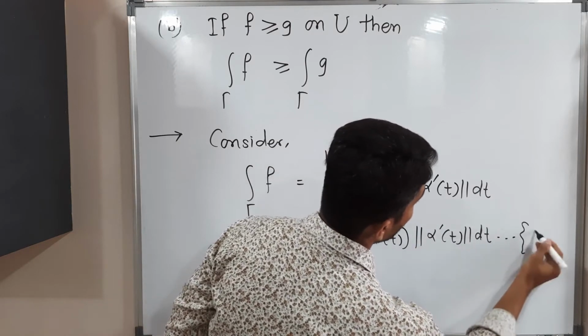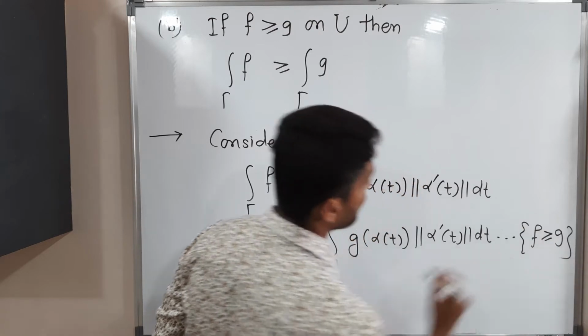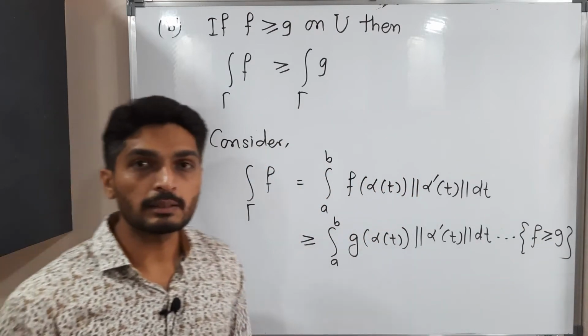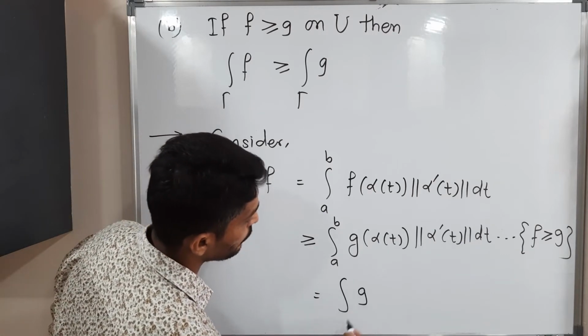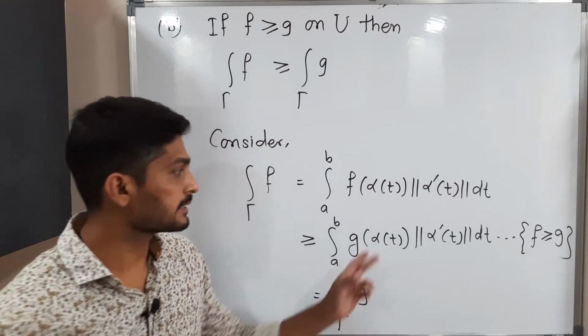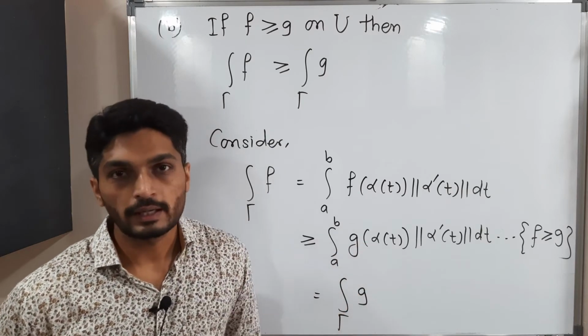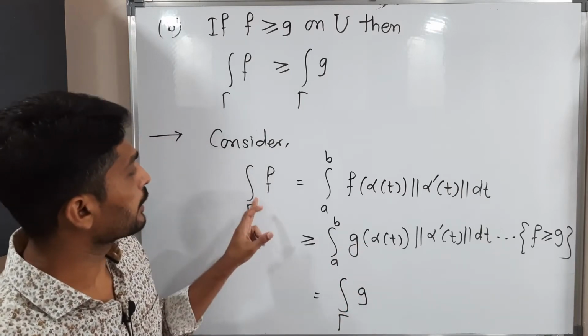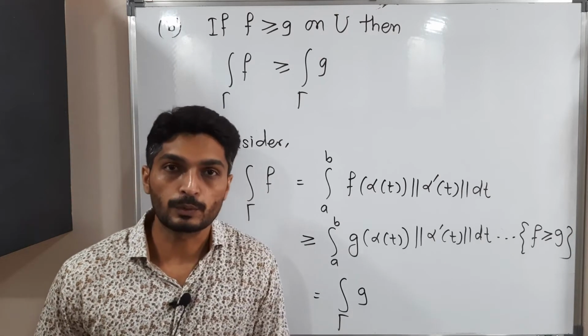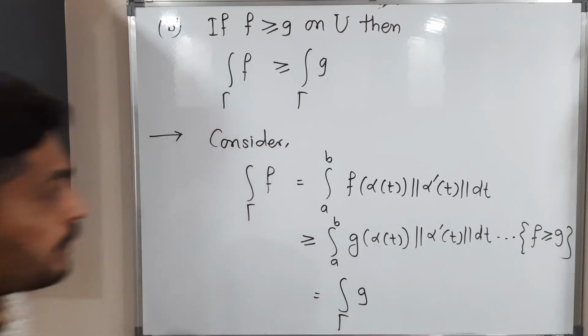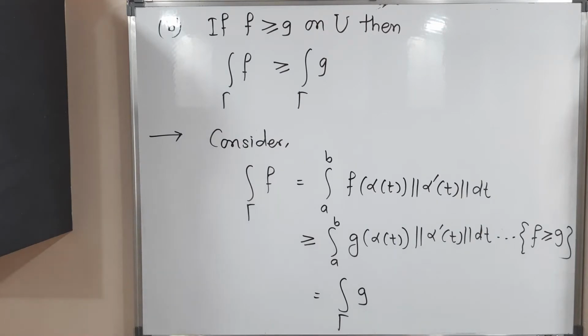The reason is very simple. F is greater than or equal to g, but this is nothing but the line integral of g over gamma, since alpha and the limits are also ab. So in this way we have proved it. Therefore integration of f over gamma is greater than or equal to integration of g over gamma. See, one more part we are going to discuss. Make a screenshot of it, then we will go further.